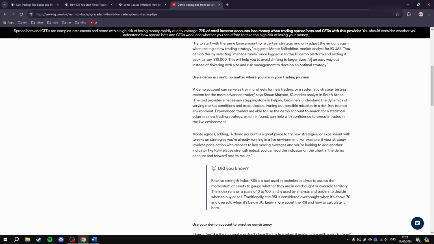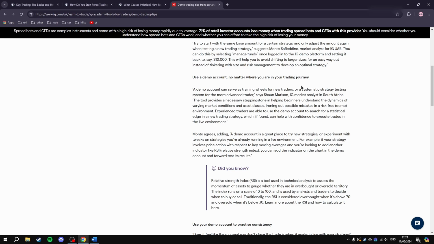Try to start with the same base amount for a certain strategy and only adjust the amount of gain when testing a new trading strategy, suggests Monte Safidin, market analyst for IG. You can do this by selecting manage funds once logged into the IG demo platform and setting it back to say $10,000.